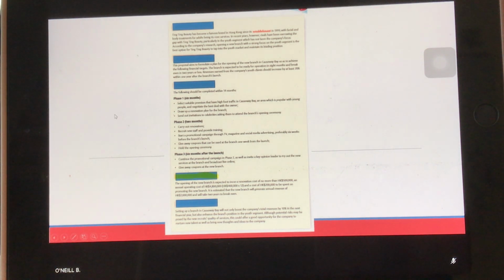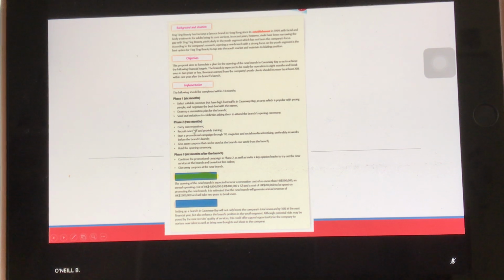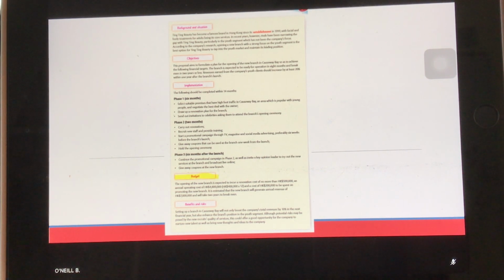All right, so here is the rest of the answers. Background and situation, objectives, implementation. As you can see, there is a lot of information about how we will install this plan. Then we have the budget and benefits and risks. Okay, so this is a sample of a short proposal, a small proposal. So if you want to capture this and save it for later, it could be useful, but I'm going to show you another longer proposal in a few minutes.